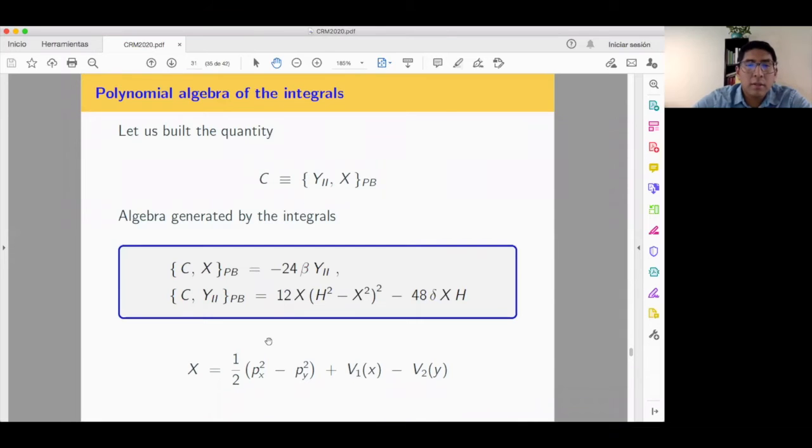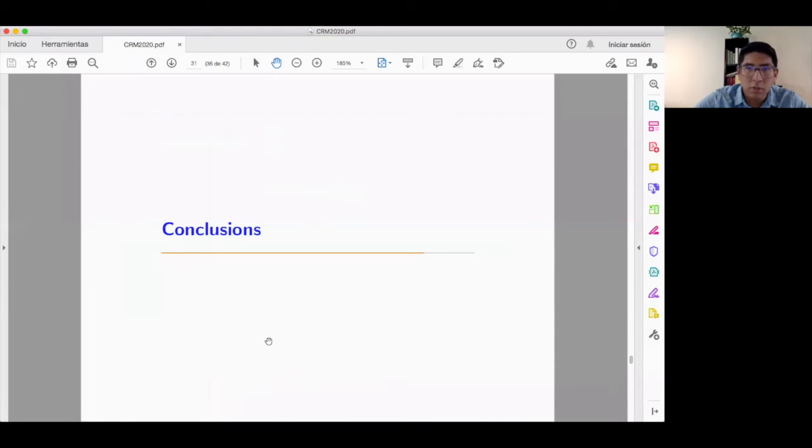It means that at least in the classical case, the algebra generated by the integrals of motion is polynomial and closed. For the quantum case, similar considerations can be done, but I will not talk about them for the time being, and just give you some detailed conclusions of what I just said.